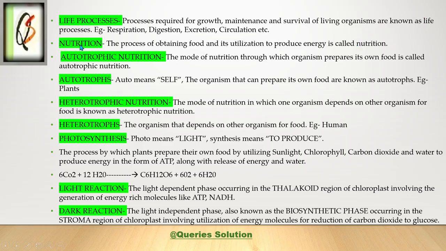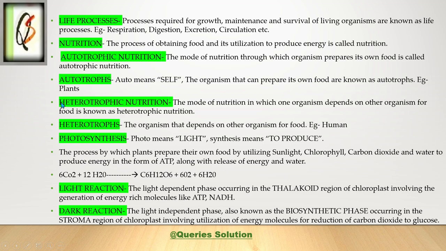So as we have discussed, in the case of nutrition, there are two important types of nutrition that we have studied. First is the autotrophic mode of nutrition. And how do we define this? This is the mode of nutrition in which organism prepares its own food. This is known as autotrophic nutrition. And the organisms that perform such mode of nutrition are known as autotrophs. And we do know the examples are plants.